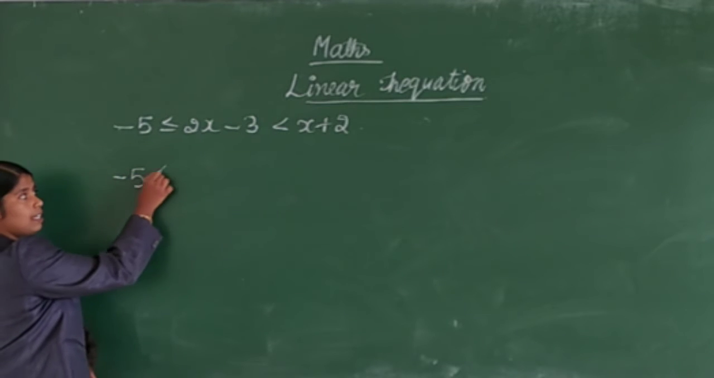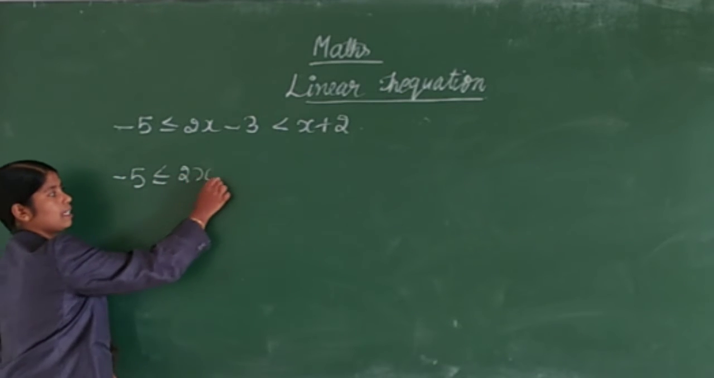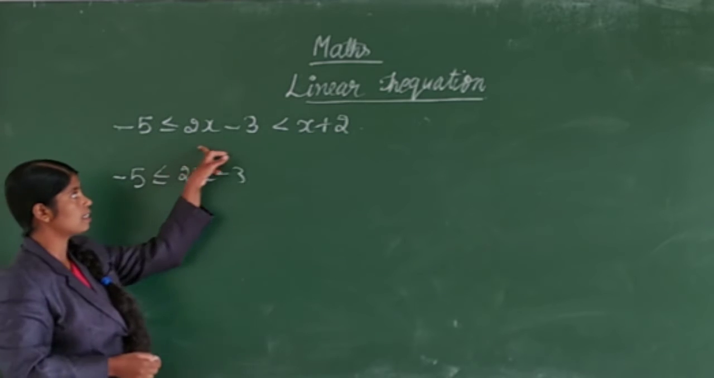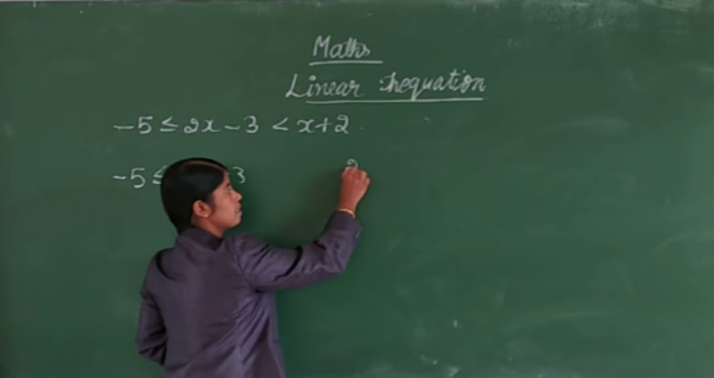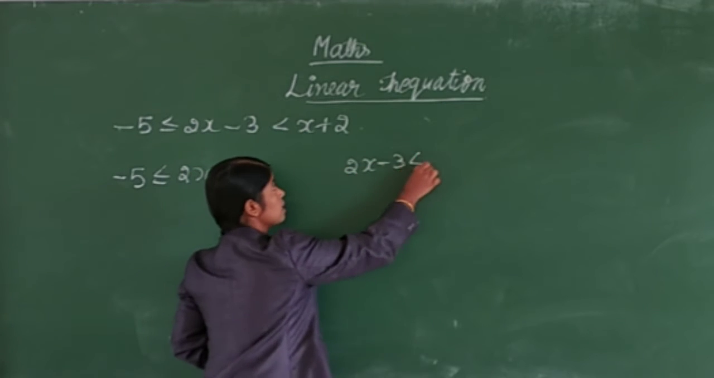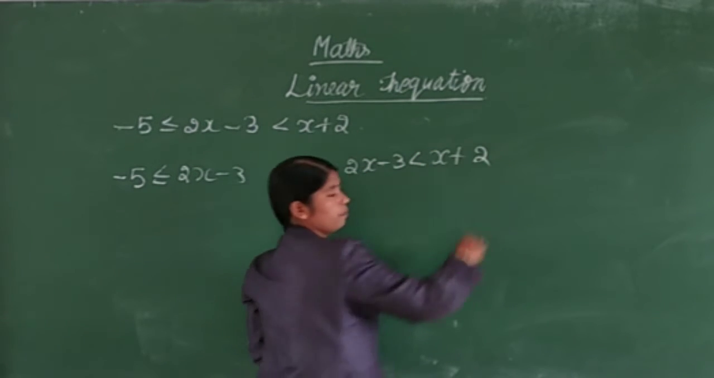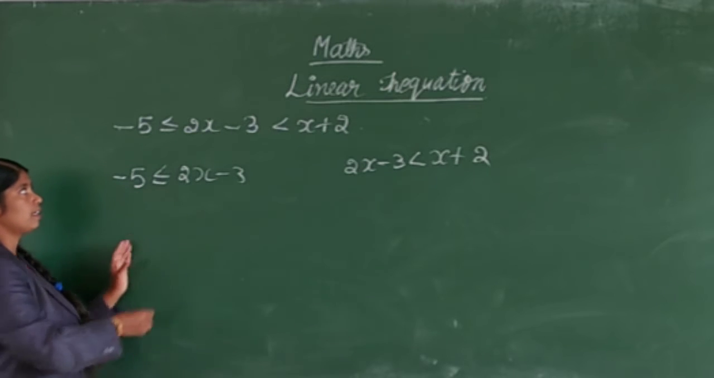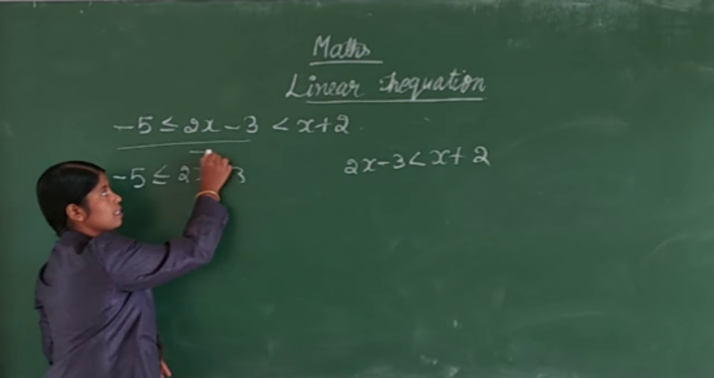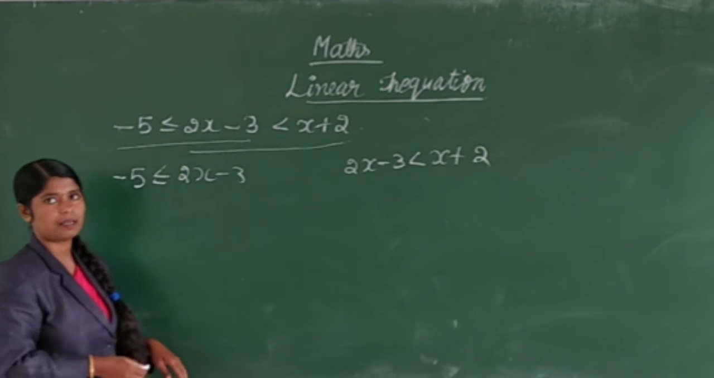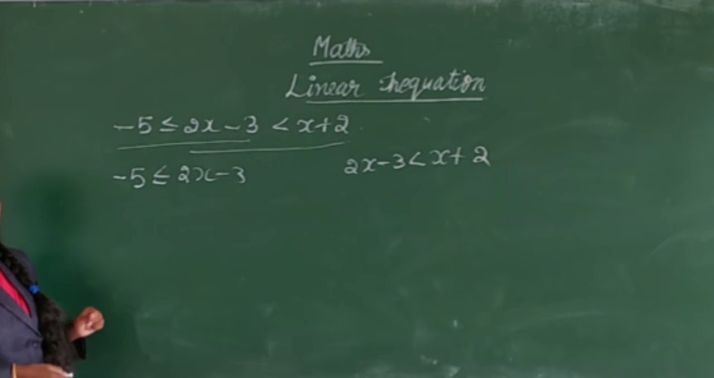Minus 5 less than or equal to 2x minus 3. And the other set is again the middle term, we fix 2x minus 3 less than x plus 2. Hope you understood how we have written. The first two numbers, one set we have considered. Again, the second and the last number is another set of equation.